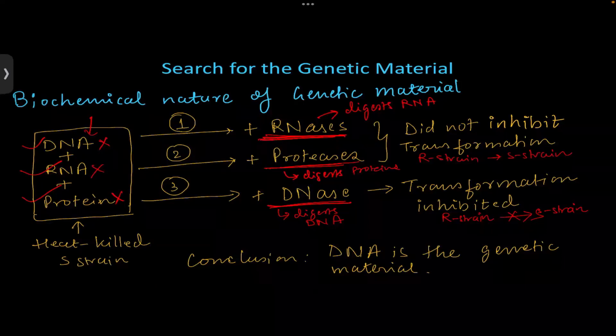Now this third set conclusively proved that DNA is in fact the genetic material which caused the transformation. In set 1 and set 2, transformation did happen, whereas in set 3, transformation didn't happen because DNA was not present. In set 1 and set 2, DNA was present. Although protein or RNA was degraded one by one, DNA was present. So they said that DNA is in fact the genetic material. So they proved the same thing through two sets of experiments which are similar to one another.